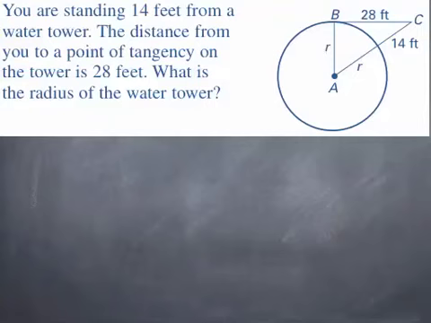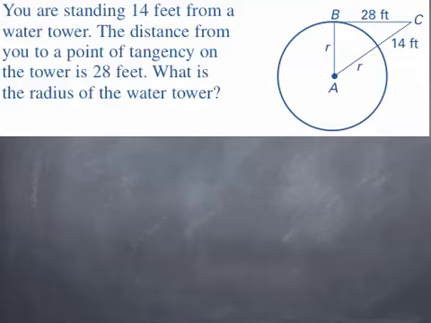This next example says you are standing 14 feet from a water tower. The distance from you to a point of tangency on the tower is 28 feet. What is the radius of the water tower? The information that they've given us is pictured in the diagram. Notice here we have BC is 28 feet, but then we have the radius AB is R. And then we have that segment AC is 14 feet plus the radius R.